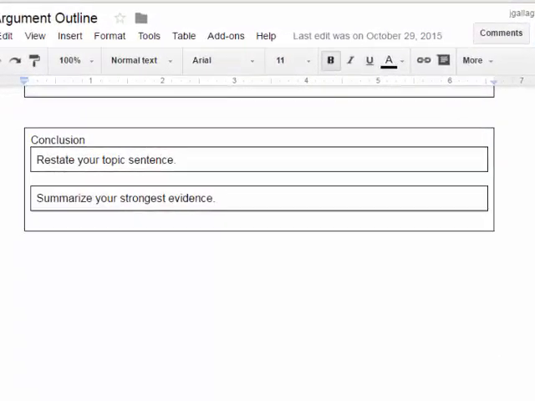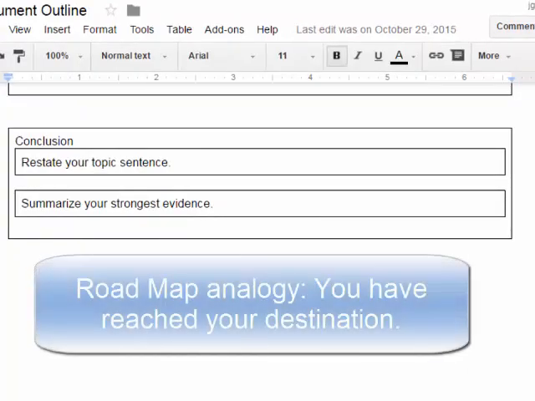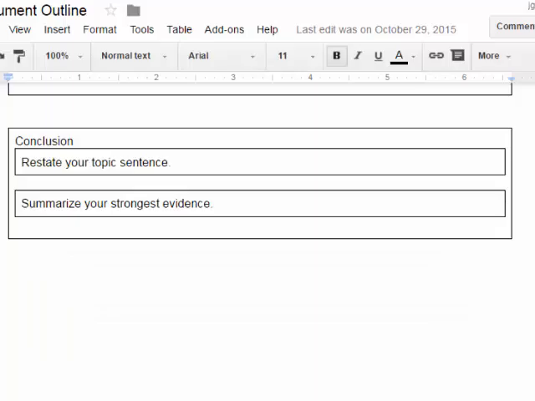Okay, so the final section of your outline is your conclusion, and this is the end of your trip. We used the analogy in previous instructional videos about a roadmap. Well, this is where we diagram where we're going to stop, where we're going to wrap it up, and that comes from our thesis statement. Again, that was from another instructional video that we had available for you. So in the conclusion, your job is to restate what you said and summarize your best evidence.